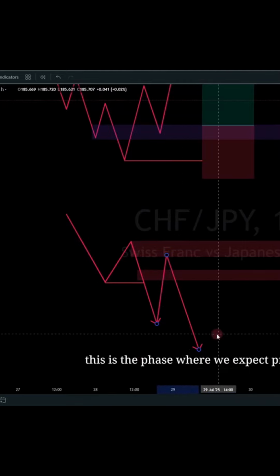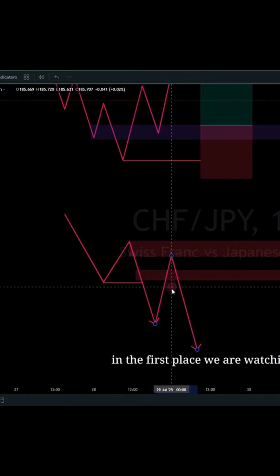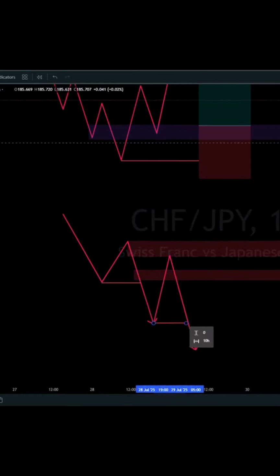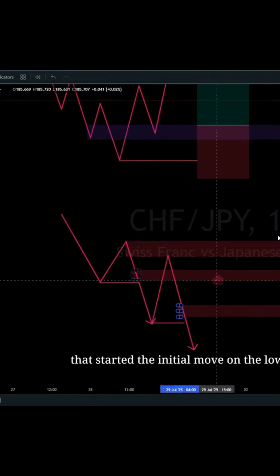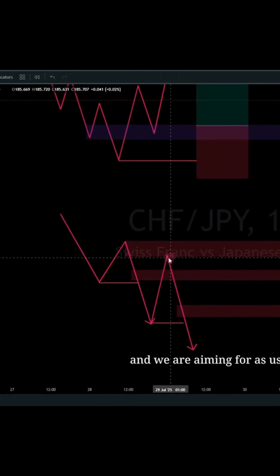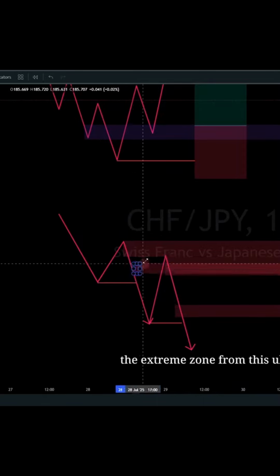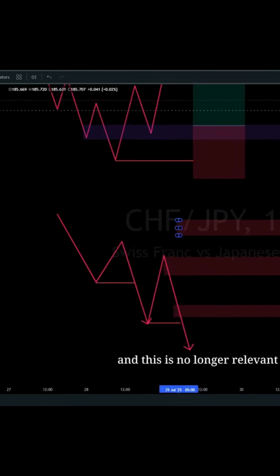This is the phase where we expect price to change, but we do not actually expect price to change in the first place. We are watching price. We expect this trend to continue the same way. Where price breaks, we aim for the supply zone again that started the initial move on the lower time frame, and we are aiming for, as usual, the extreme zone from this leg. So this is no longer relevant, and this is no longer relevant.